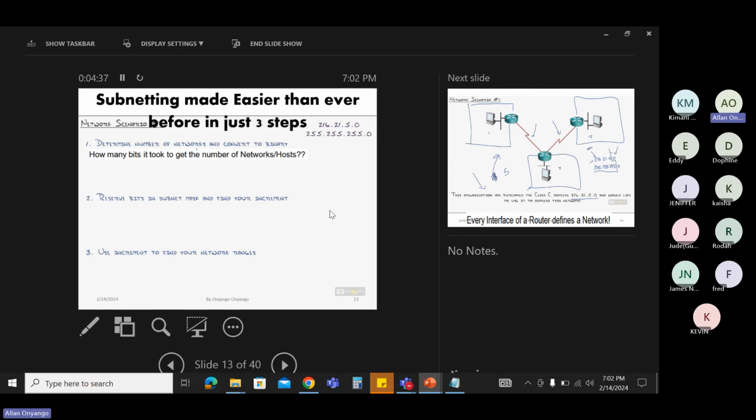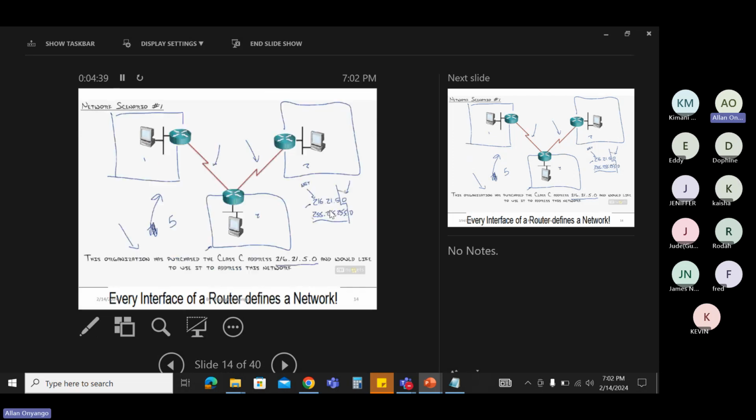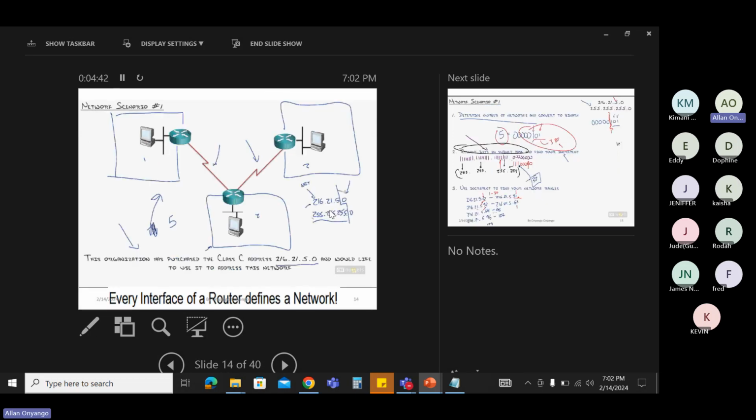And to start us off, the first example is here. The question is at the bottom here. This organization has purchased a class what? Class C. What is the subnet mask of class C? /24, which is 255.255.255.0. Very good.